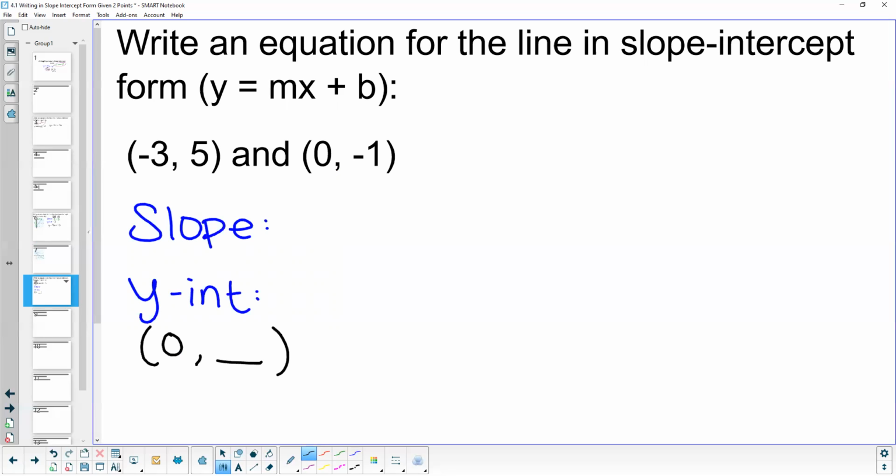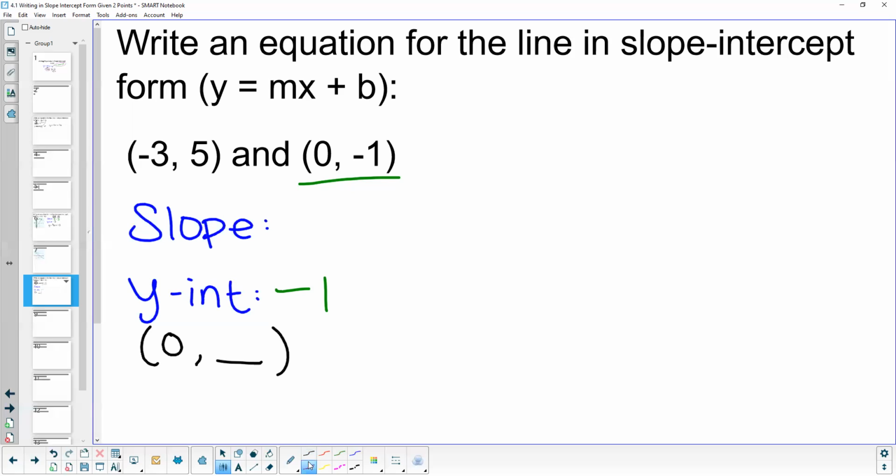Now, if one of our points happens to be, like we can see in this case, the point (0, -1), that means that our y-intercept is going to be that -1 value. However, we may run into problems where we don't have it, and we'll talk about how to solve those. But in this case, we got lucky and they gave us our y-intercept as one of our points, but we still have to find our slope.